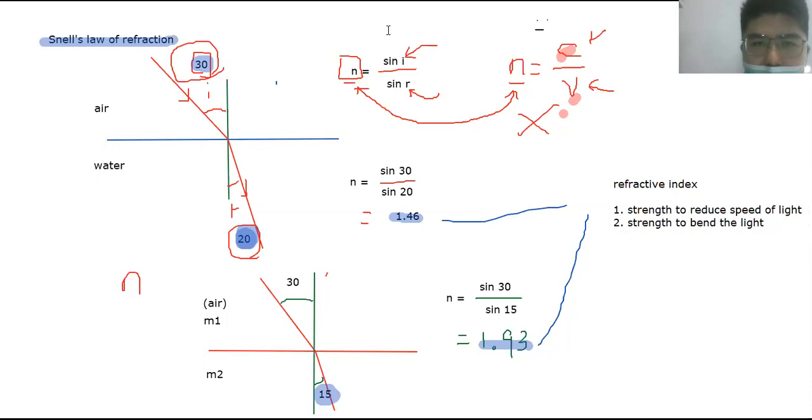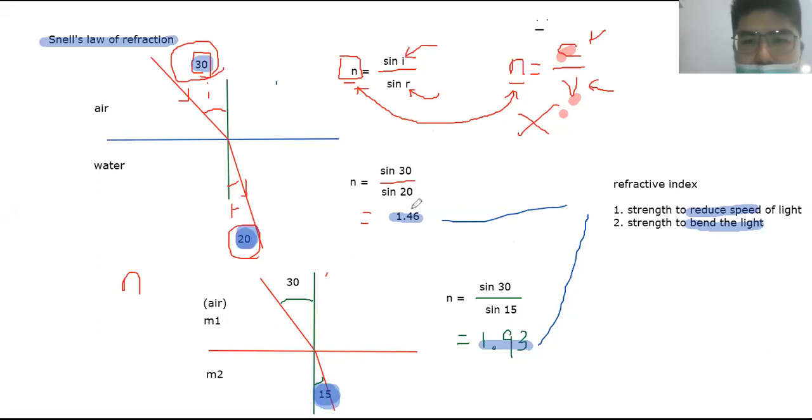Refractive index is a measure of the strength of the material to reduce the speed. We talked about this earlier. And it is also a measure of the strength to bend the light. If higher refractive index, then higher bending, so the angle of refraction will be even smaller, because the refracted ray is closer to the normal line.